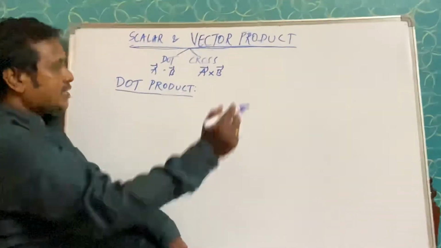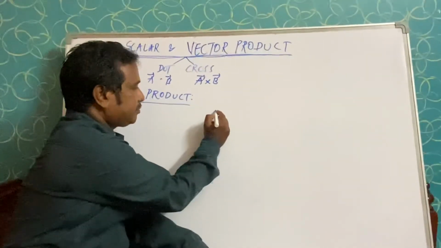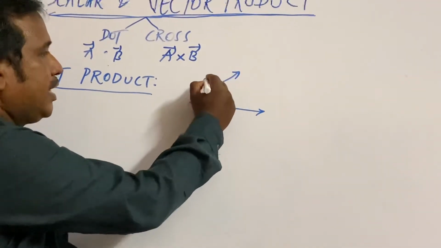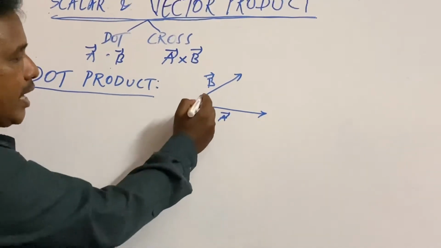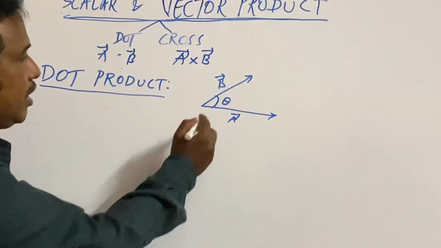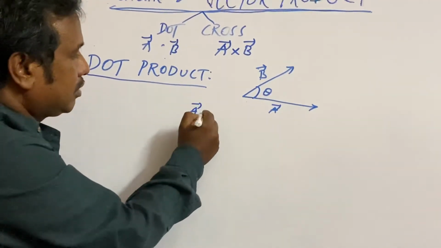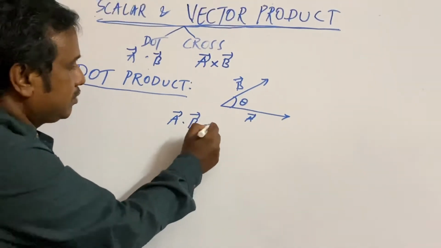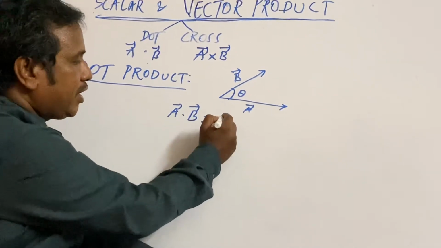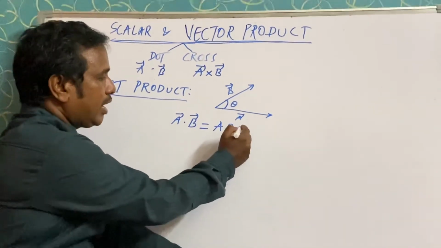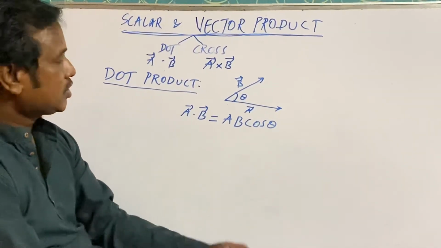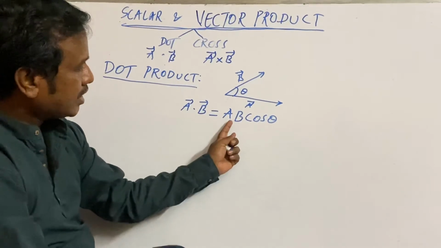Dot product. Let us suppose A is a vector, B is a vector, and the angle between these two is theta. Now, how to write A dot B here? A dot B is equal to the magnitude of A, the magnitude of B, and for the angle between the two you have to take cos theta. So the answer is AB cos theta.